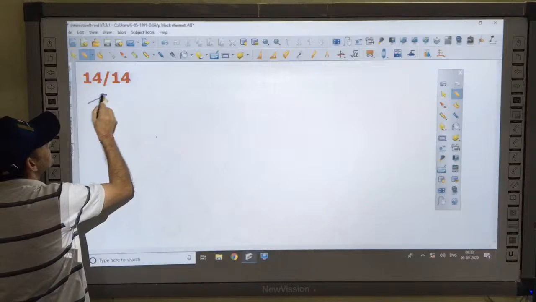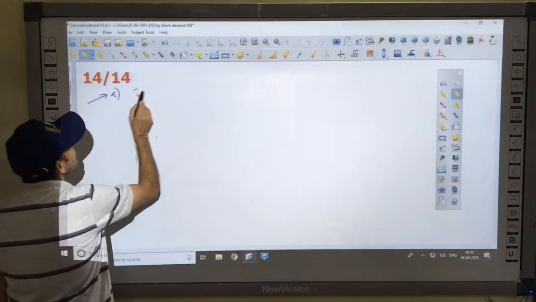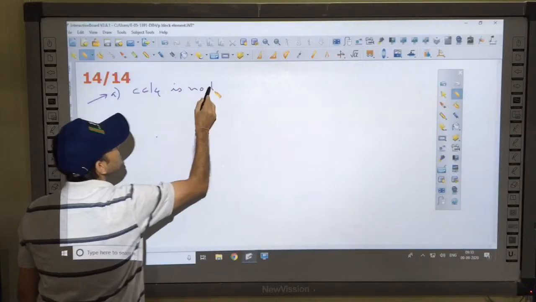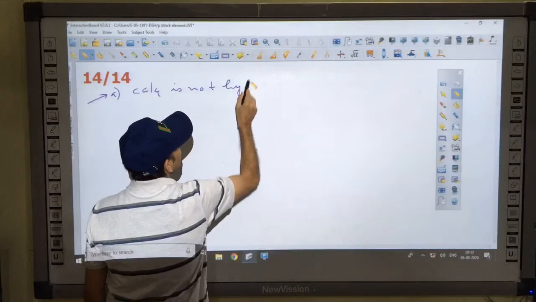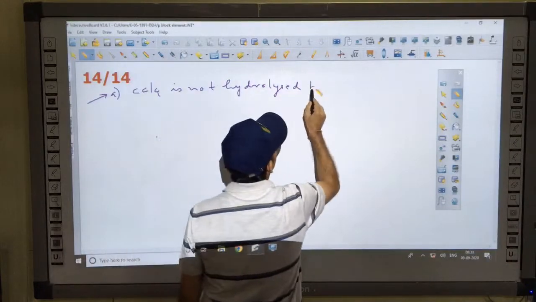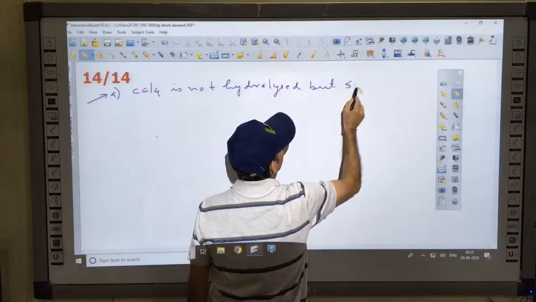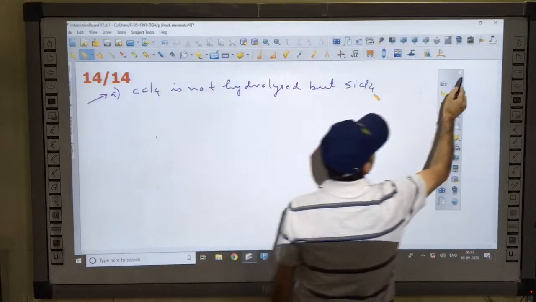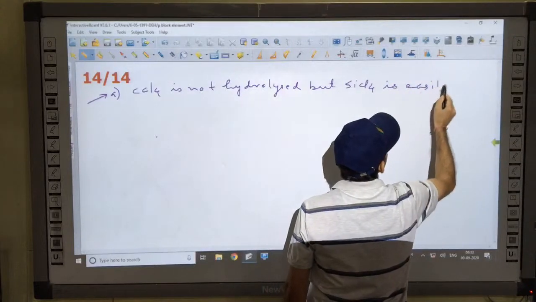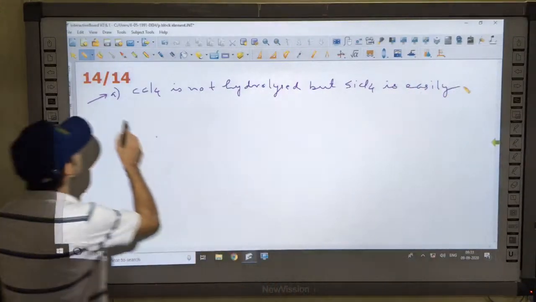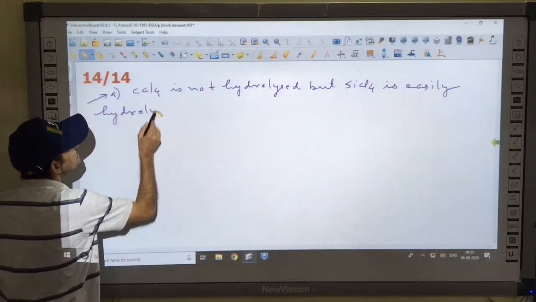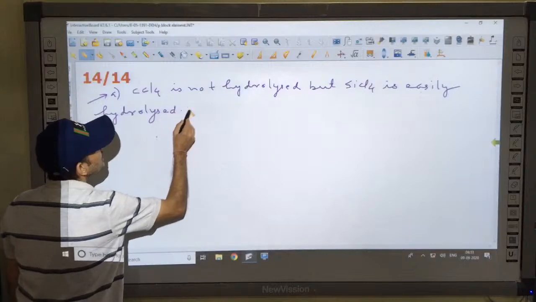There is some reasoning in this halide part. CCl4 is not hydrolyzed, but SiCl4 is easily hydrolyzed. Why? It is easily hydrolyzed. Why?